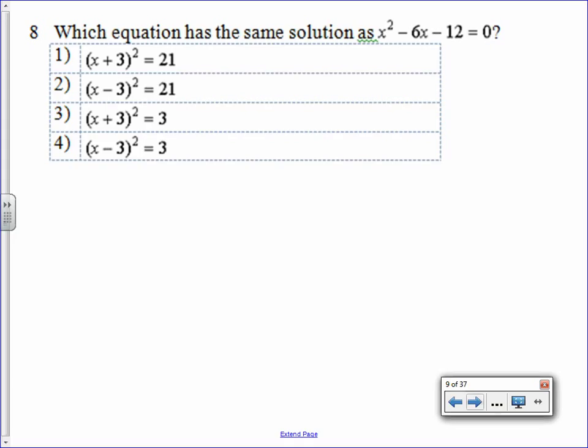Which equation has the same solution as? Well, a problem you might have is knowing what it wants you to do here. Based on the problem, I don't know. But based on the answers, I can tell that this is going to be completing the square, something that's in your college readiness packet.